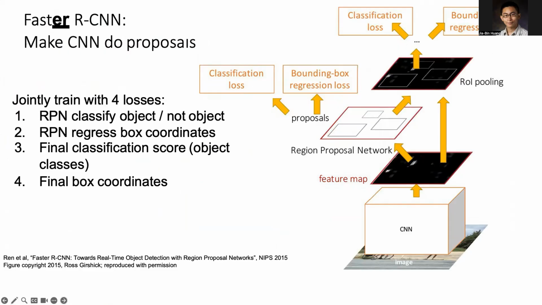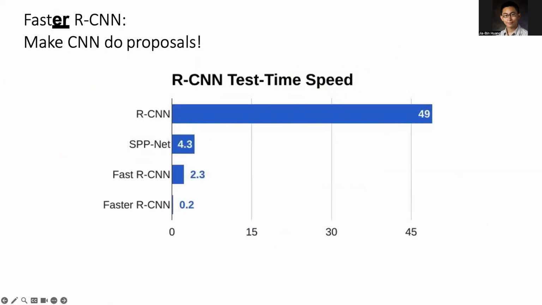So once you have this, you can reduce the speed, right? You can reduce the speed from R-CNN to Fast R-CNN to Faster R-CNN. So you get 0.2 seconds to run inference. It becomes much, much faster. Okay.